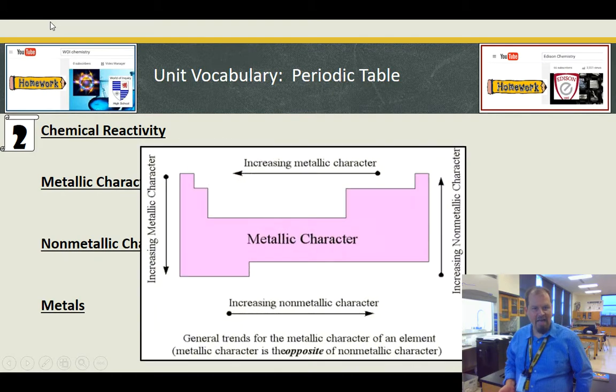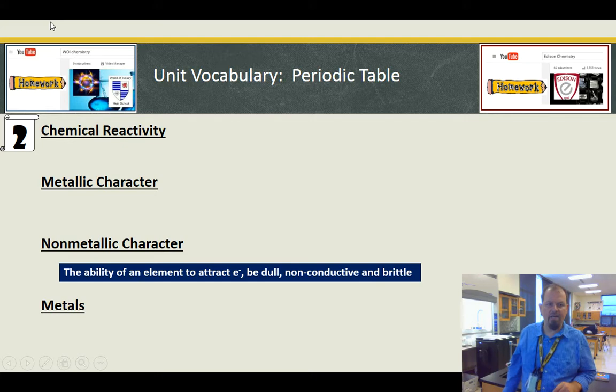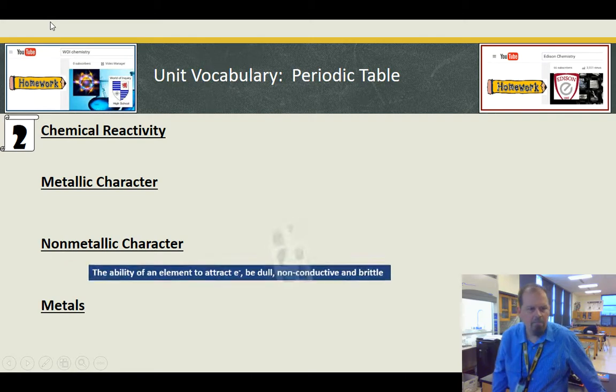Non-metallic character can be the exact opposite. This is how non-metal I am. So this is all to the right-hand side, to the right-hand side of the staircase. This is the ability of an atom to attract electrons, because that's what non-metals do. They grab them up. They're dull, they're non-conductive, and they're brittle. These are all the actual properties of non-metals. So we need to be able to differentiate between metal and non-metal based on those, and that is what the lab should be that I didn't put in the tracker. Got it? Got it.